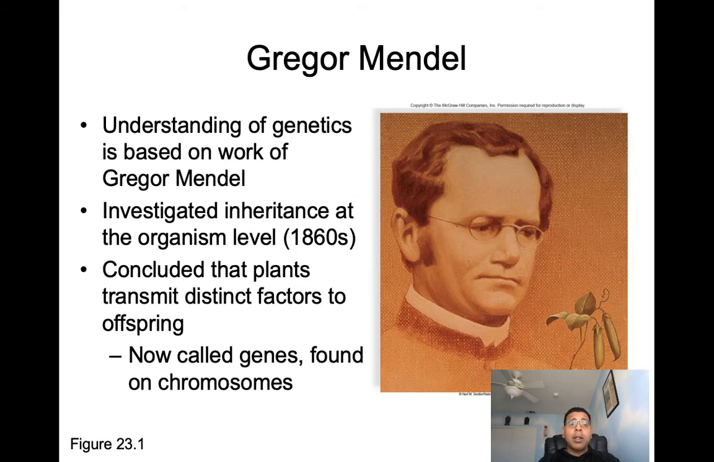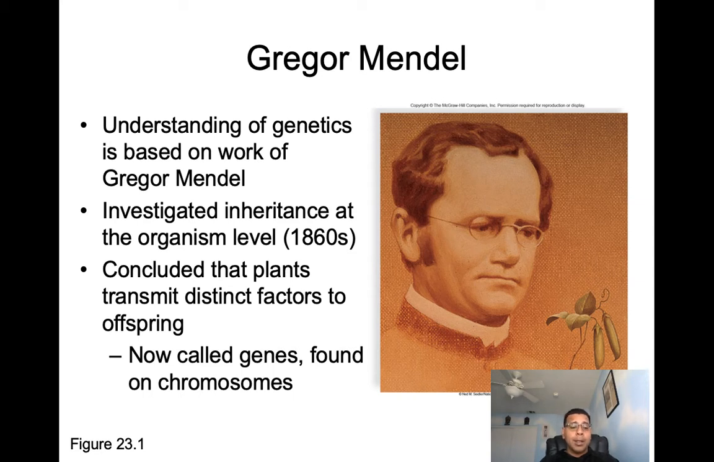Our modern understanding of genetics is based on the work of Gregor Mendel. Gregor Mendel was an Austrian monk who developed the basic principles of inheritance in the late 1860s. His parents were farmers, and he was a mathematician himself. He was a mathematician who used pea plants as his experimental organisms.